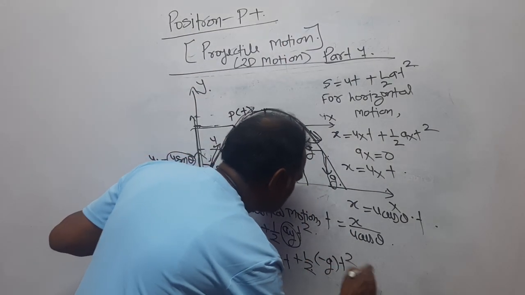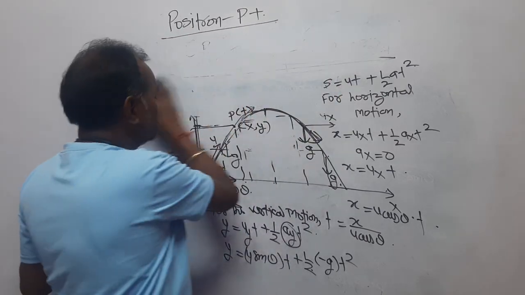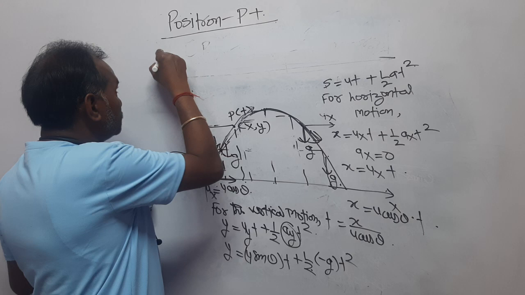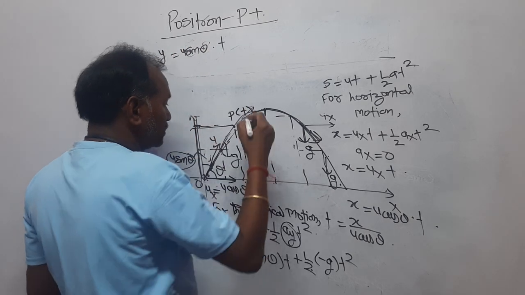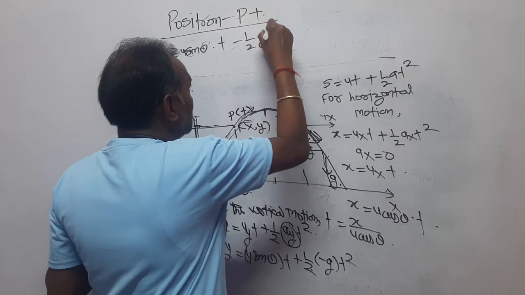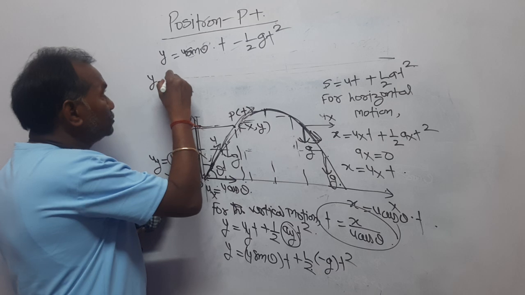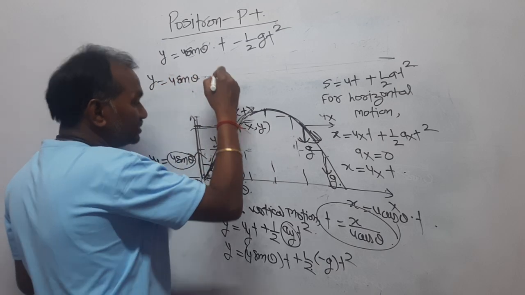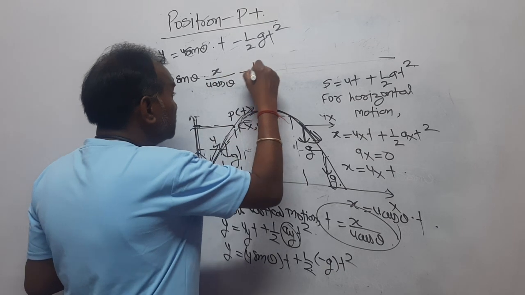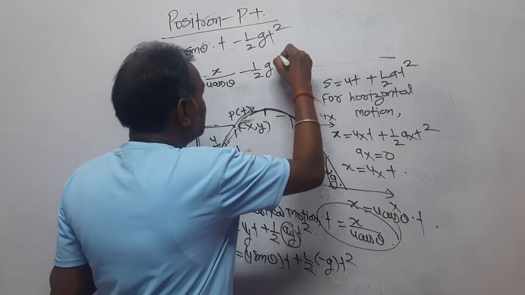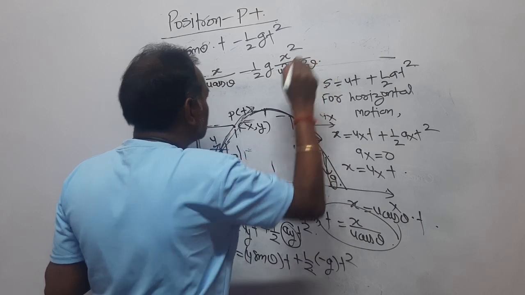So you will get y is equal to this much, or we can solve like this. y is equal to u sin theta into t minus half g t square. Replacing the value of t, you will get y is equal to u sin theta, where t is x upon u cos theta, minus half g, again t square becomes x square upon u square cos square theta.